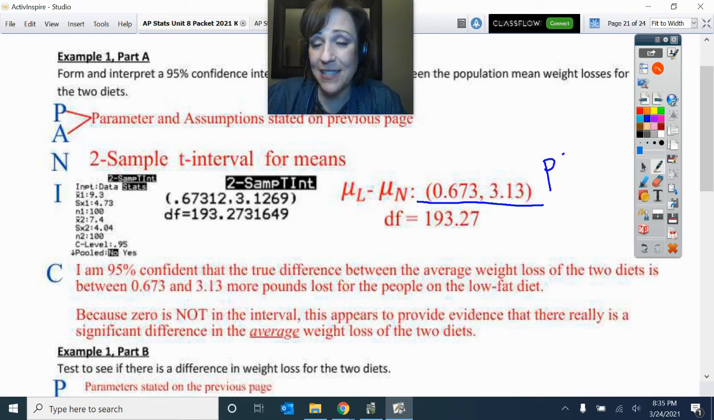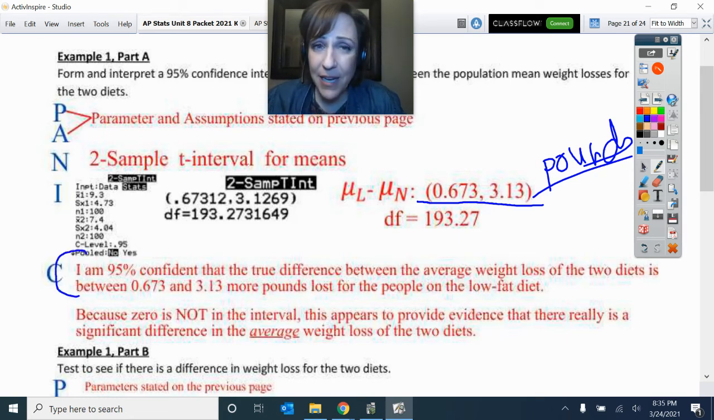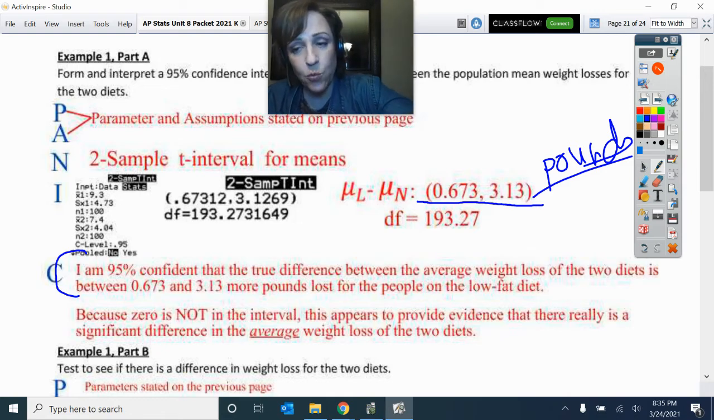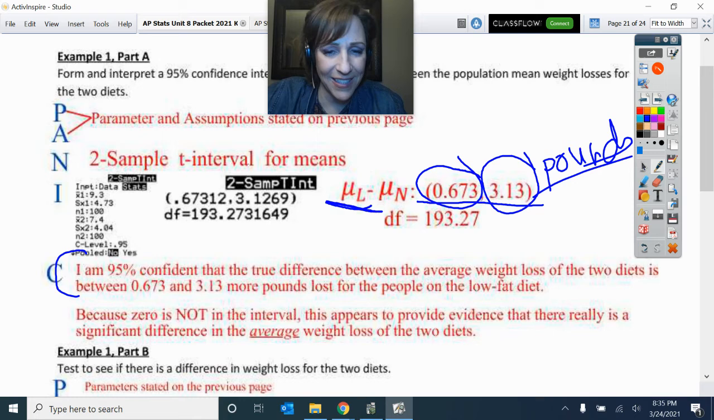So that means that I am 95, right here, let's look at that. I'm 95% confident that the true difference between the average weight loss of the two diets is between this many pounds and this many pounds. And don't forget to tell me more weight loss for the low-fat diet group.